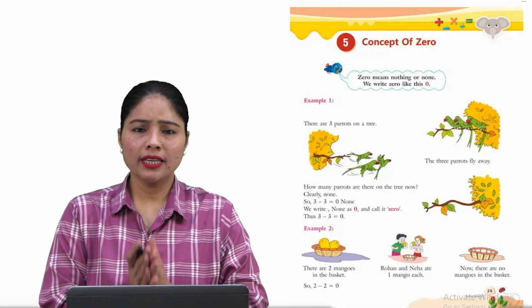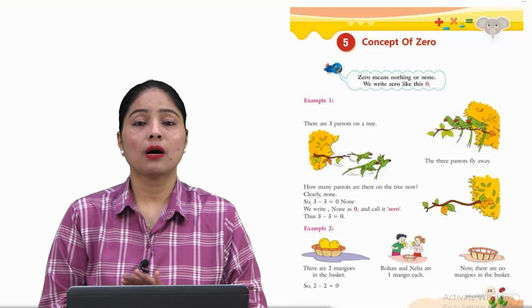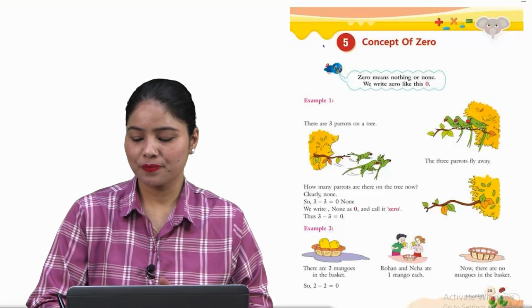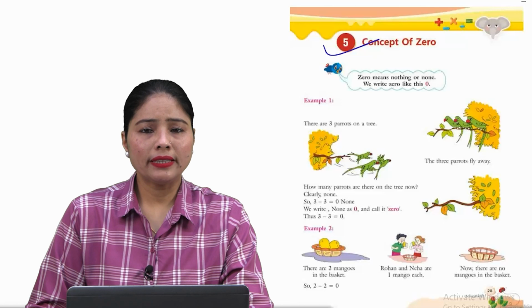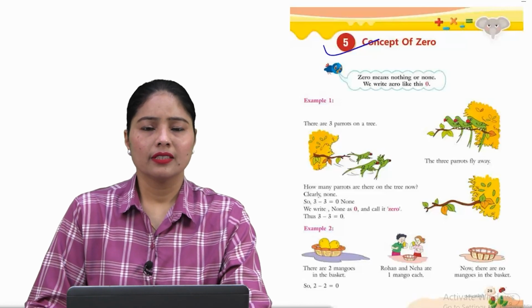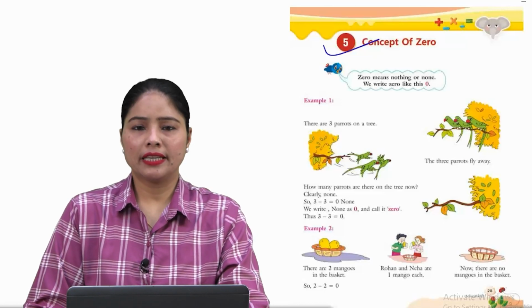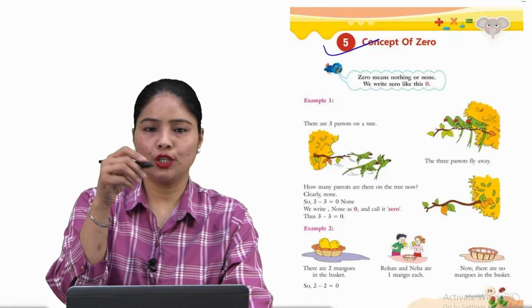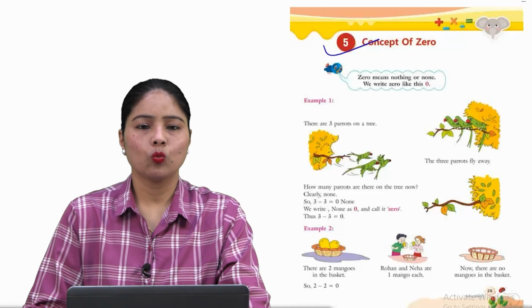So children, today in this class we are going to learn about the concept of zero. So let's start with that. Zero means nothing or none. Zero का मतलब होता है कुछ भी नहीं. We write zero like this. O, zero, okay?